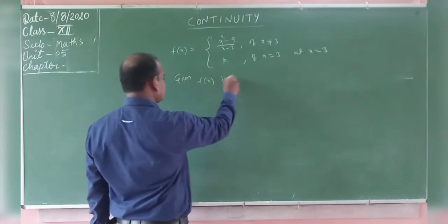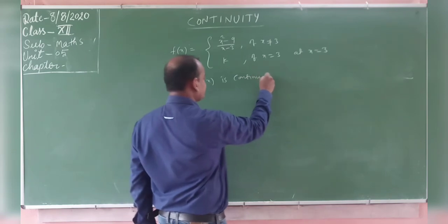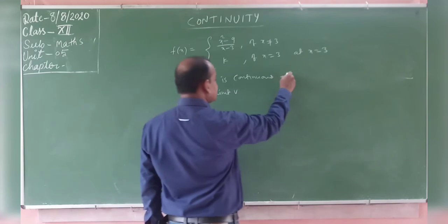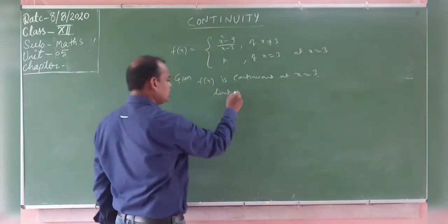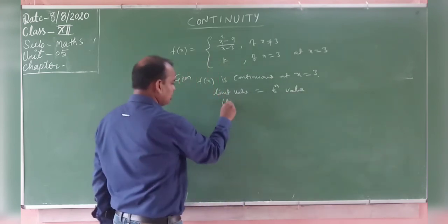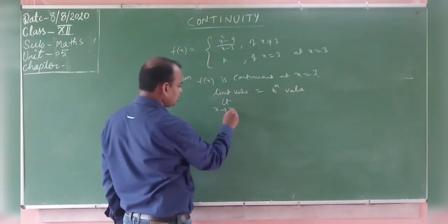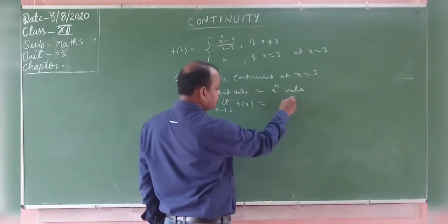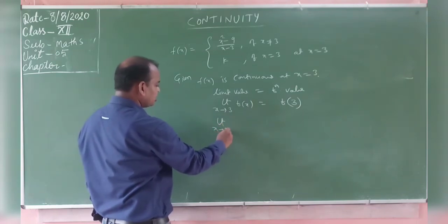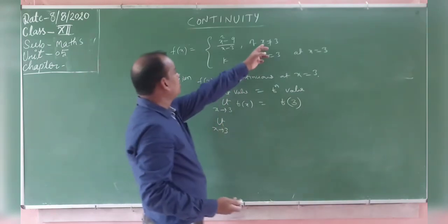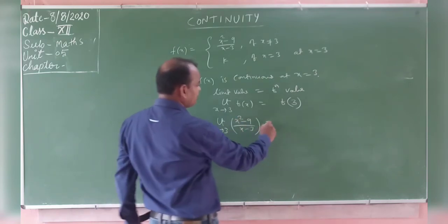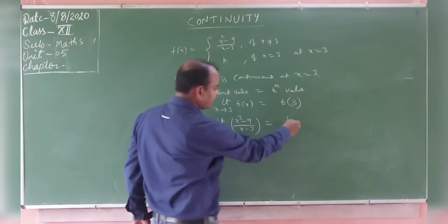f of x is continuous at x equal to 3. Therefore, the limit value is equal to the function value. What is the limit value formula? Limit x tends to a, where a means 3, of f of x. Function value means f of a, which means f of 3. Substitute. Limit x tends to 3, not equal to 3, so the function is (x square minus 9) by (x minus 3), and it is equal to the function value at exactly 3, which is k.